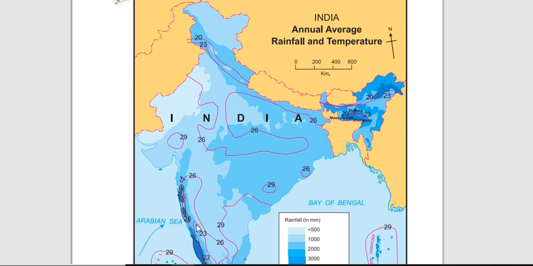These winds blow parallel to the Aravalis. The Aravalis are located over here. As a result, rainfall is low in parts of Gujarat and Rajasthan. Later, these winds move towards the Himalayas. Their moisture holding capacity increases. Orographic type of rainfall occurs because of the natural obstruction of the Himalayas.